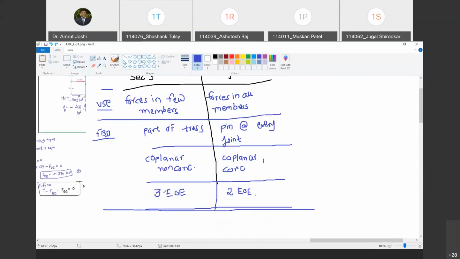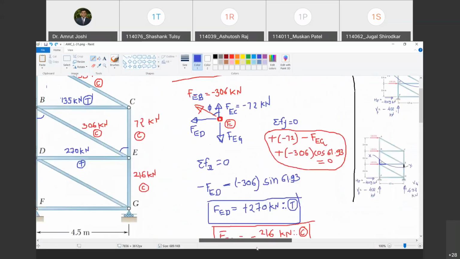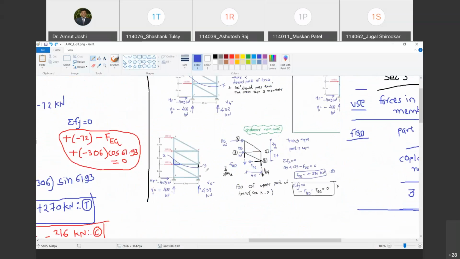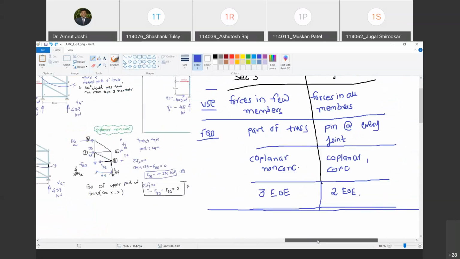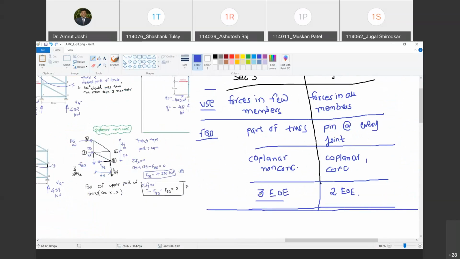3. Do you agree with me? Yes, sir. So if the section passes through more than 3 members, the section cuts more than 3 members, you are going to expose more than 3 unknowns. Do you agree with me? Yes, sir. So then it will not be solvable by using equations of equilibrium. Therefore, we prefer the section to pass through not more than 3 members. Do you agree with me? Yes, sir. So the section does not pass through more than 3 members because we have only 3 equations of equilibrium available. And you should have only 3 unknown forces in the free body diagram. Are you with me? Yes, sir.